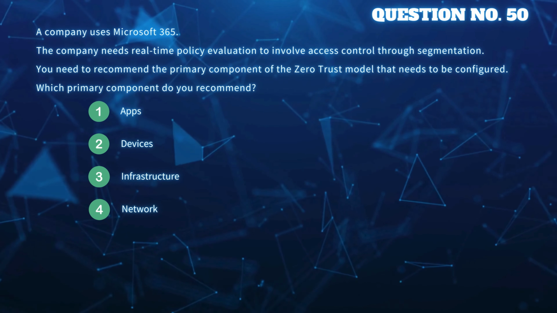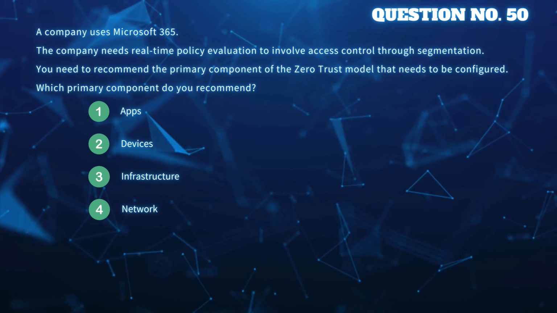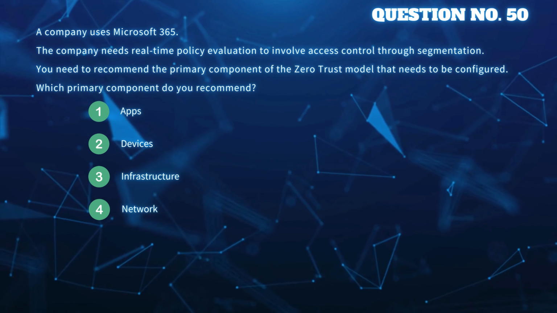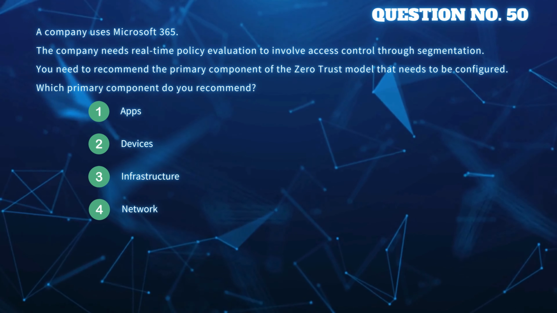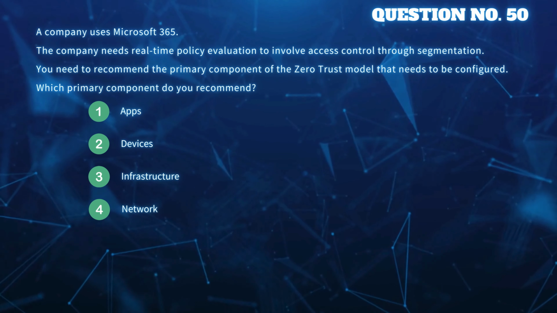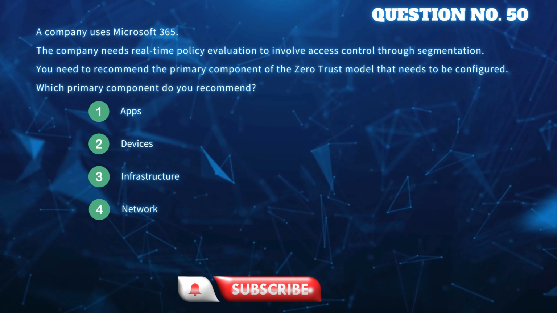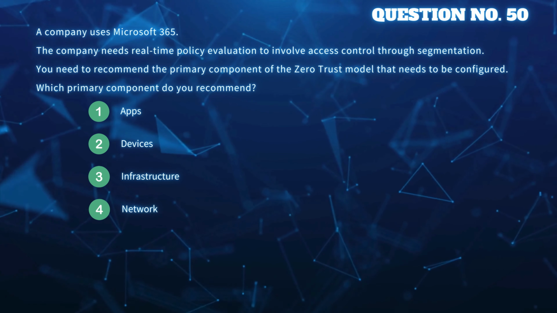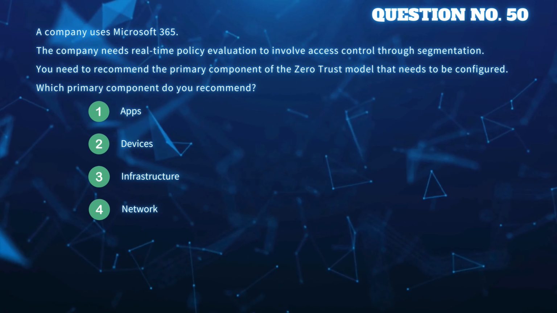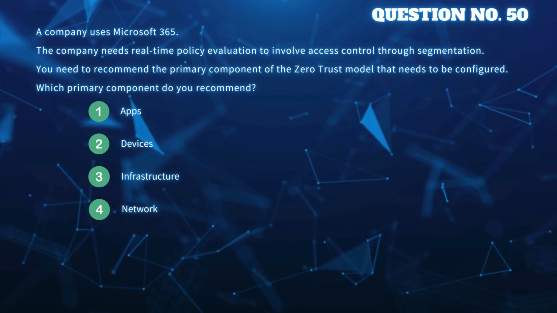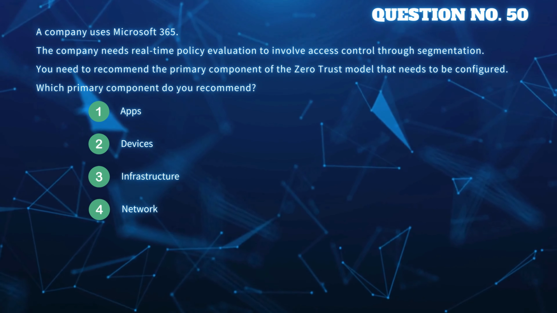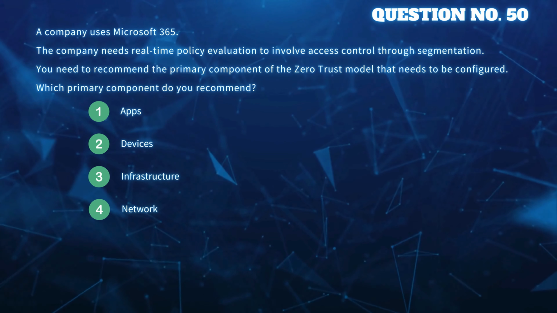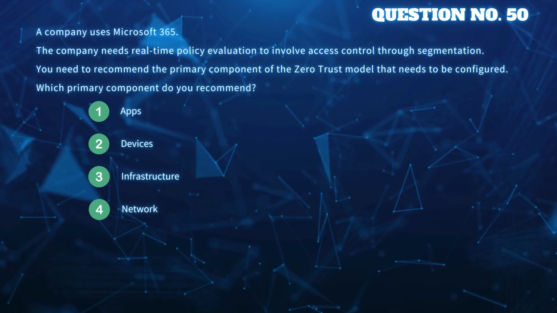Question 50. A company uses Microsoft 365. The company needs real-time policy evaluation to involve access control through segmentation. You need to recommend the primary component of the Zero Trust model that needs to be configured. Which primary component do you recommend? Option 1, Apps. Option 2, Devices. Option 3, Infrastructure. Option 4, Network.